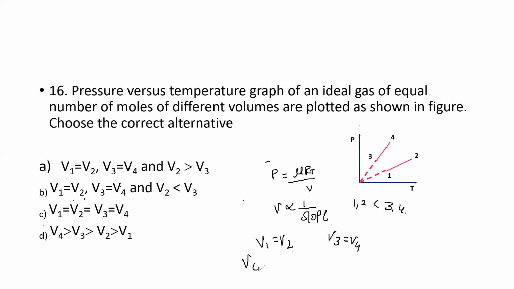Here, the volume of 1 and 2 is greater than the volume of 3 and 4. Why? Because slope and volume are inversely proportional. We know that the slope of 1 and 2 is less than 3 and 4. So when the slope value of 1 and 2 is less, the volume of 1 and 2 will be more. Therefore, we can say that V2 is greater than V3. That is, option A is the correct option here.